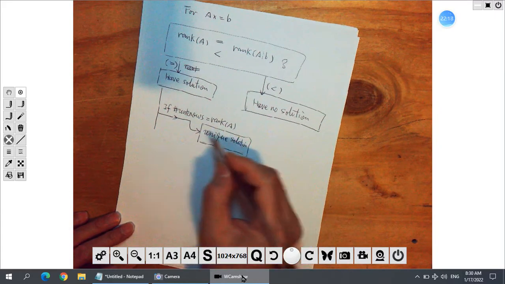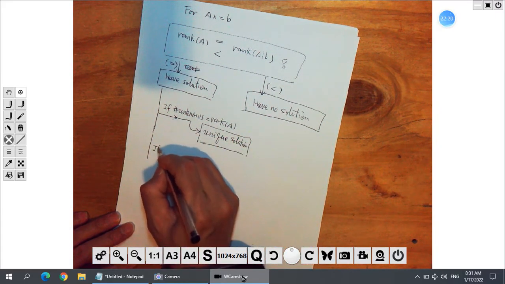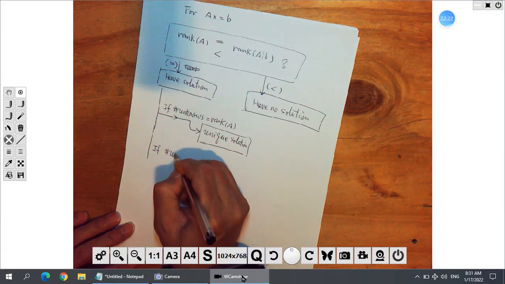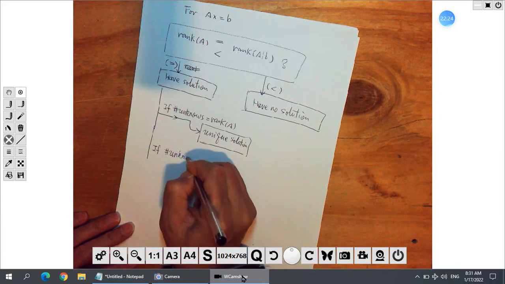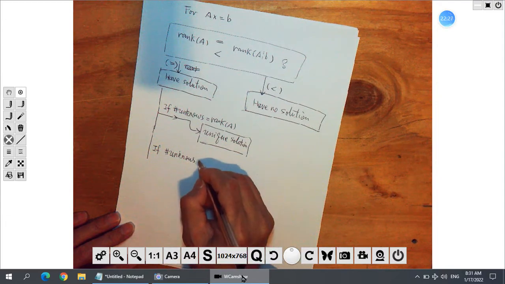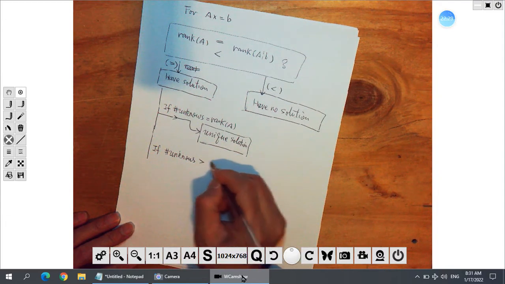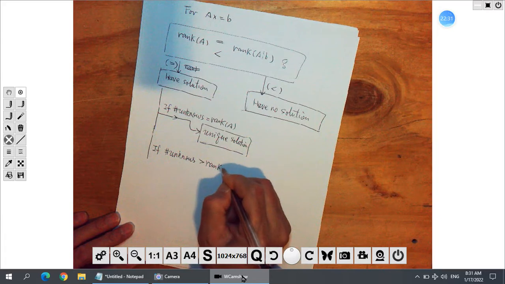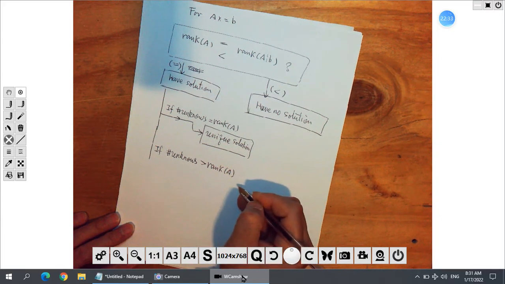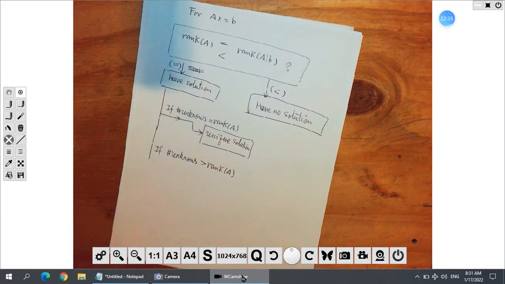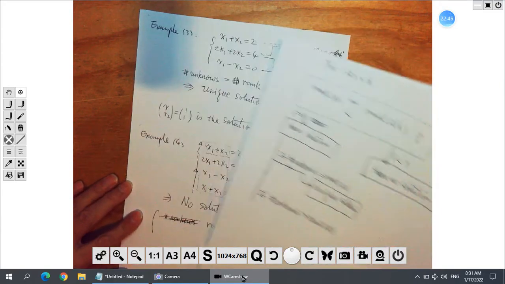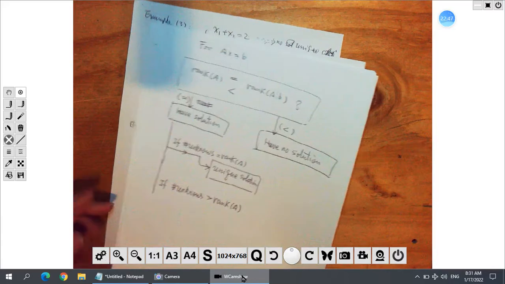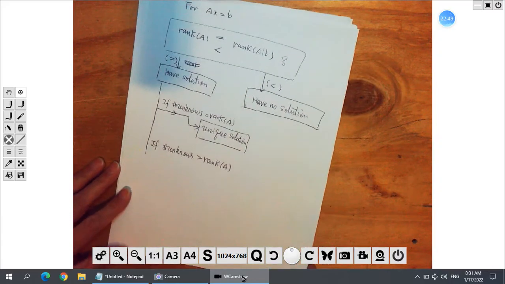But if the number of unknowns is more than the rank of A, that means you have more unknowns but fewer equations. Similar to our first example, right? We have one equation but two unknowns. Now you have more unknowns, then you have infinite solutions.